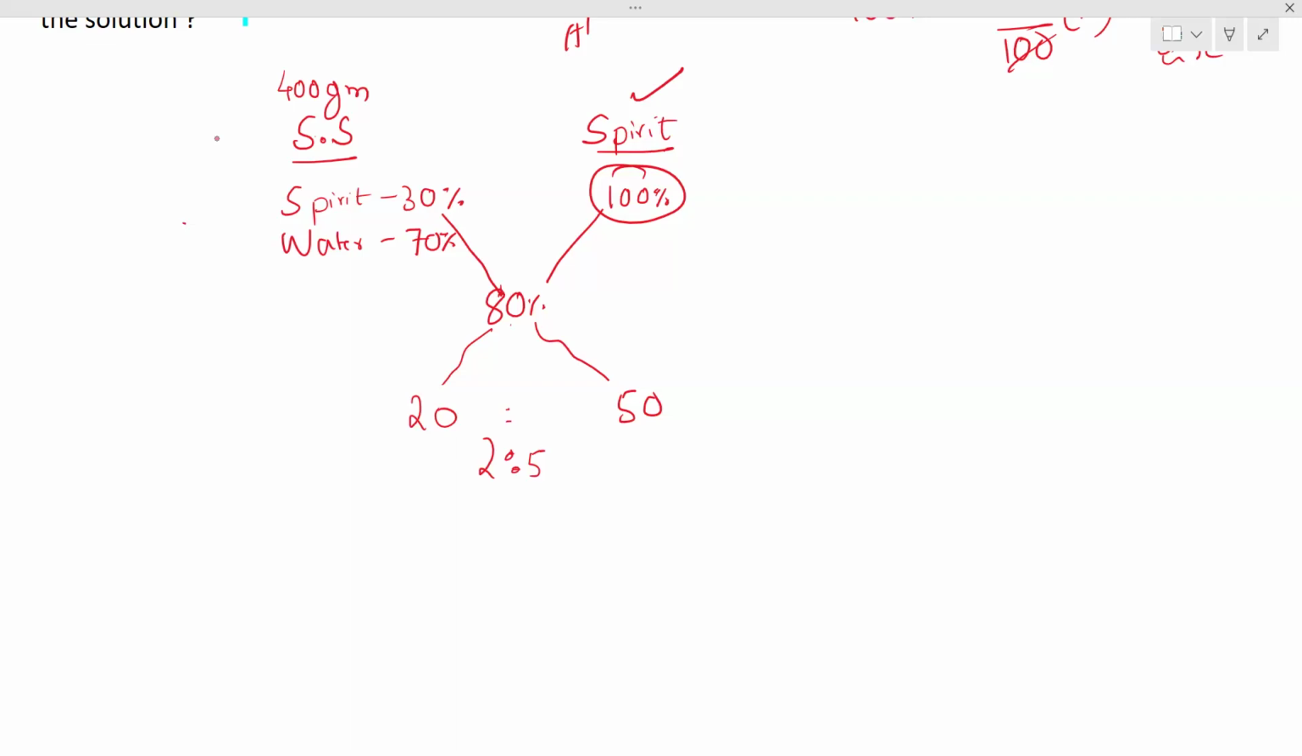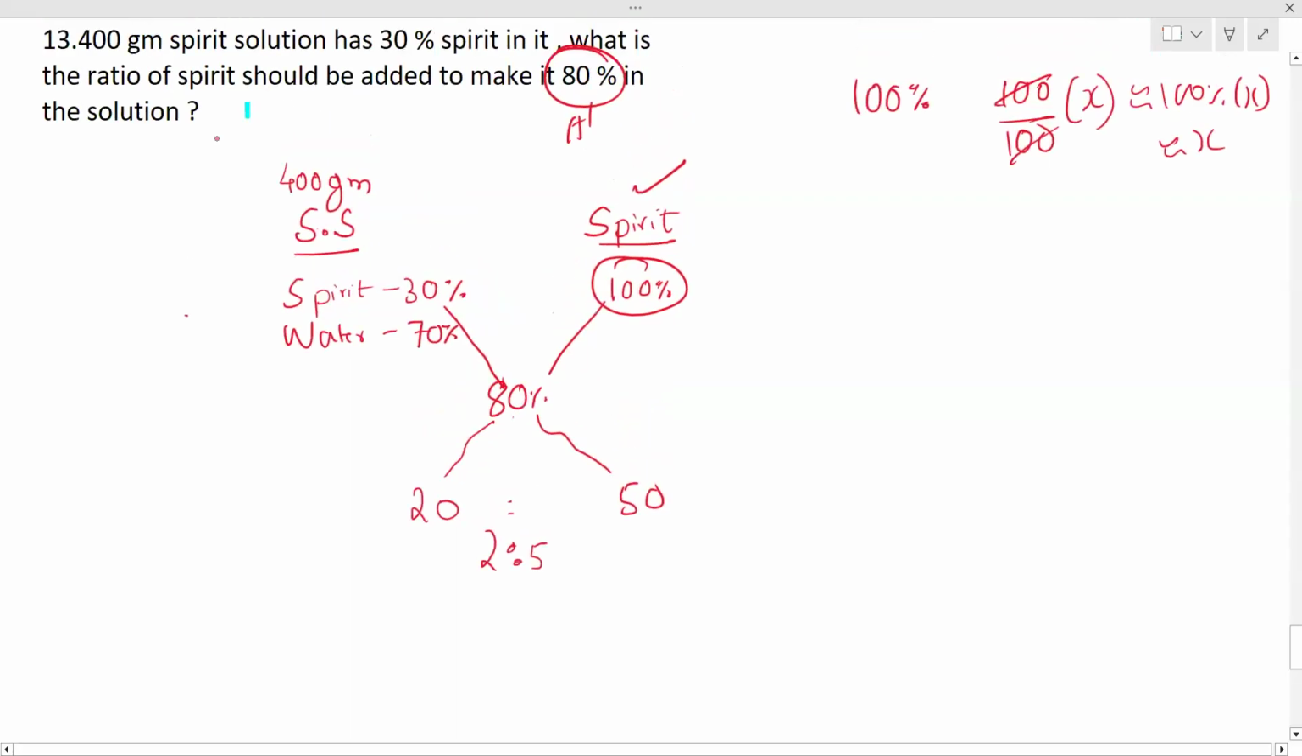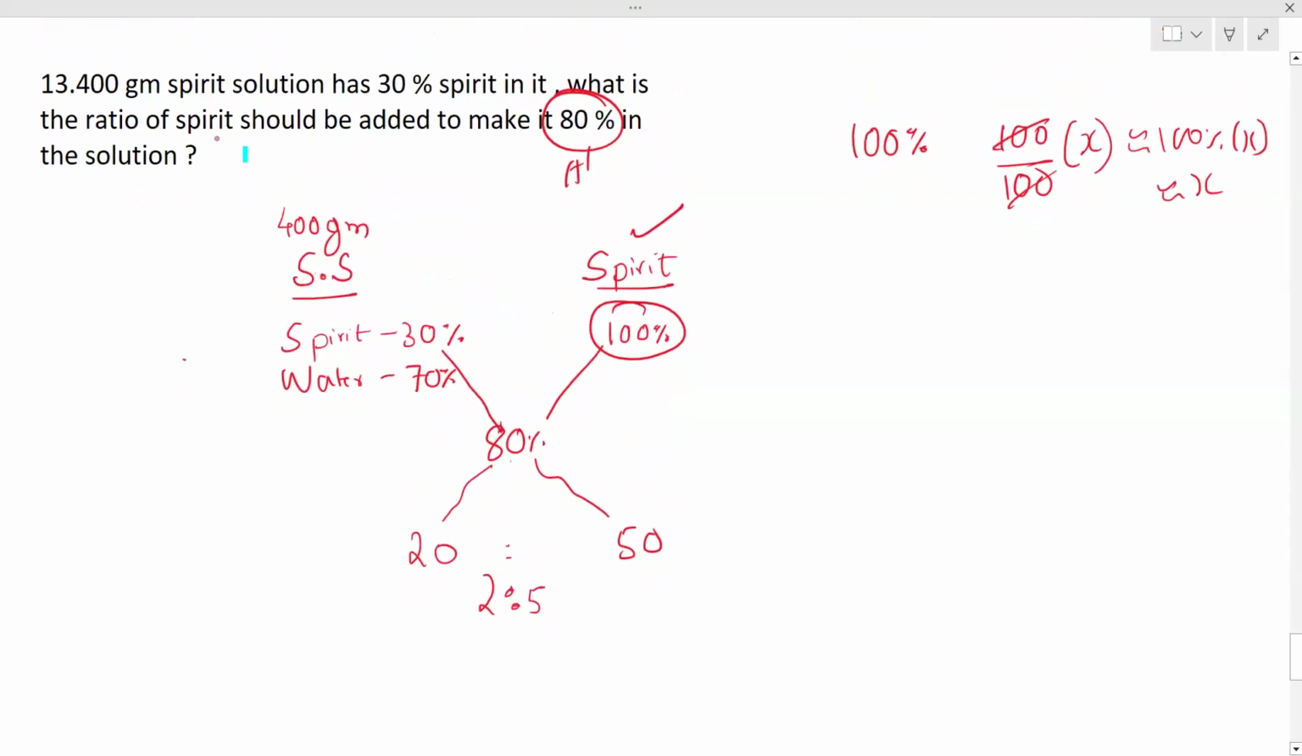Fine. Understood? Are we still getting confused with these types of questions? Is all the confusion eliminated? I really hope that you guys are paying full attention towards the screen. If such a question appears and he says there is 400 grams of spirit solution and it has 30% spirit, just be worried about the quantity of spirit in that spirit solution. How much is that? 30%.